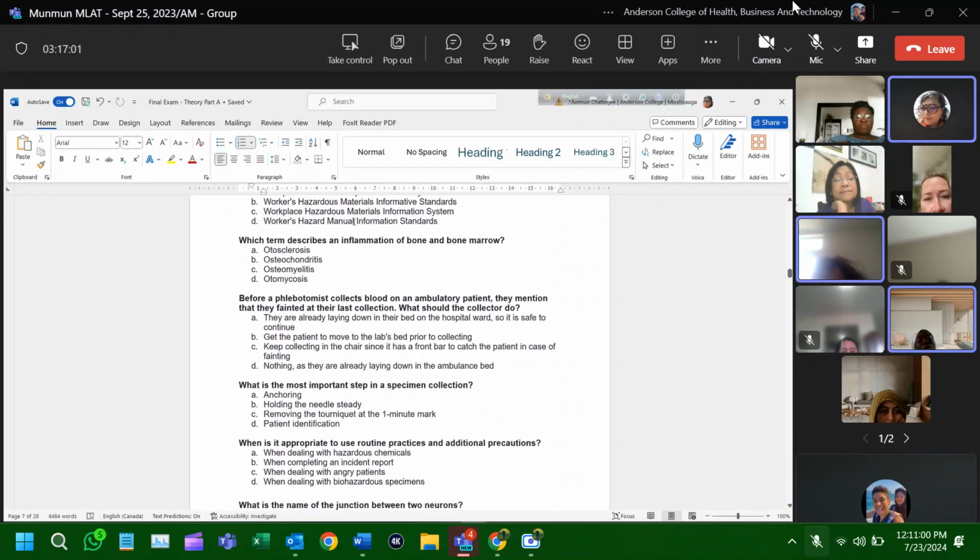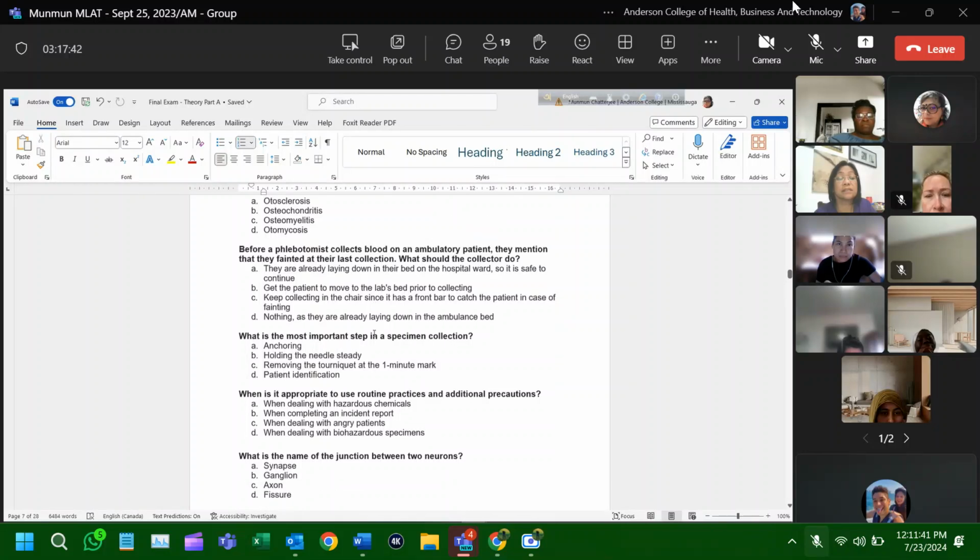Okay. Which term describes the inflammation of bone and bone marrow? That is C, osteomyelitis. No, I would say myelitis, because if you say myo, I'm not seeing anything muscular there. Myelitis, yes. Bone marrow is myelo. So that's C. Osteomyelitis: bone is osteo, bone marrow is myelo, and itis is the inflammation. Yes, C.